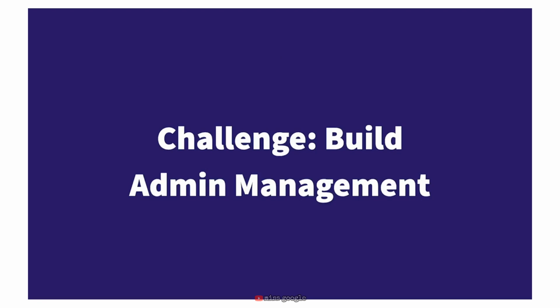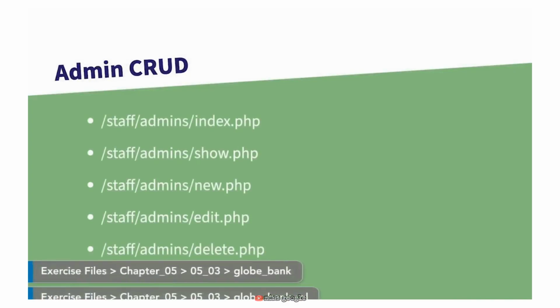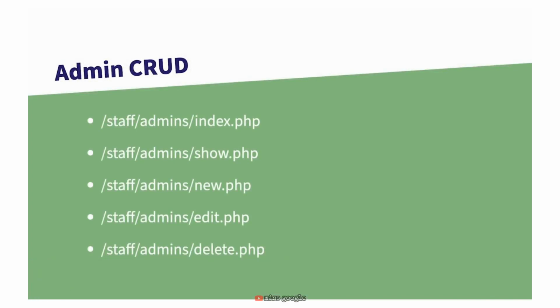Let's walk through the details of the admin management. For the admin CRUD pages, you're going to put them all in a single directory called admins. That'll keep them organized. And you're going to have 5 pages. Index.php will show a list of all the admins. Show would allow you to see details of a particular admin. New would be a web form to allow you to create new admins in the database. Edit is a web form to allow you to update existing admins in the database. And delete would allow us to delete admins.